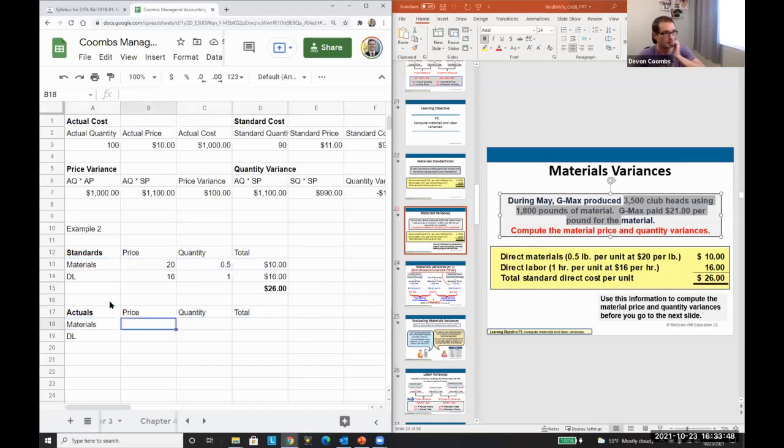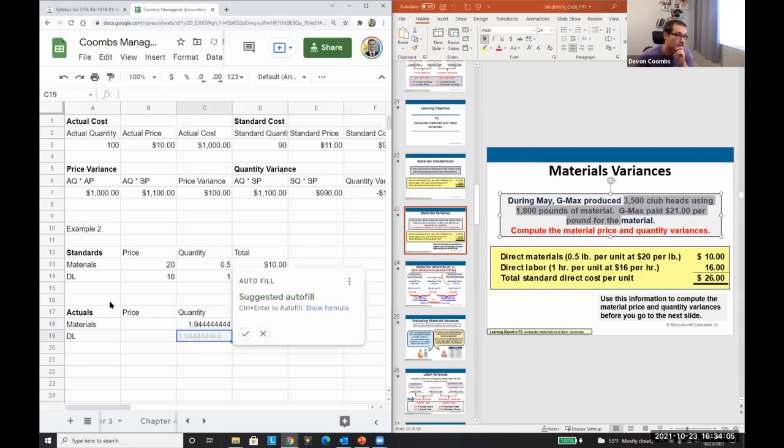Actuals, we used 1,800 pounds of material. We produced 3,500 club heads with it, which means we used how much? 3,500 divided by 1,800 pounds. It's kind of a 1.944 quantity.